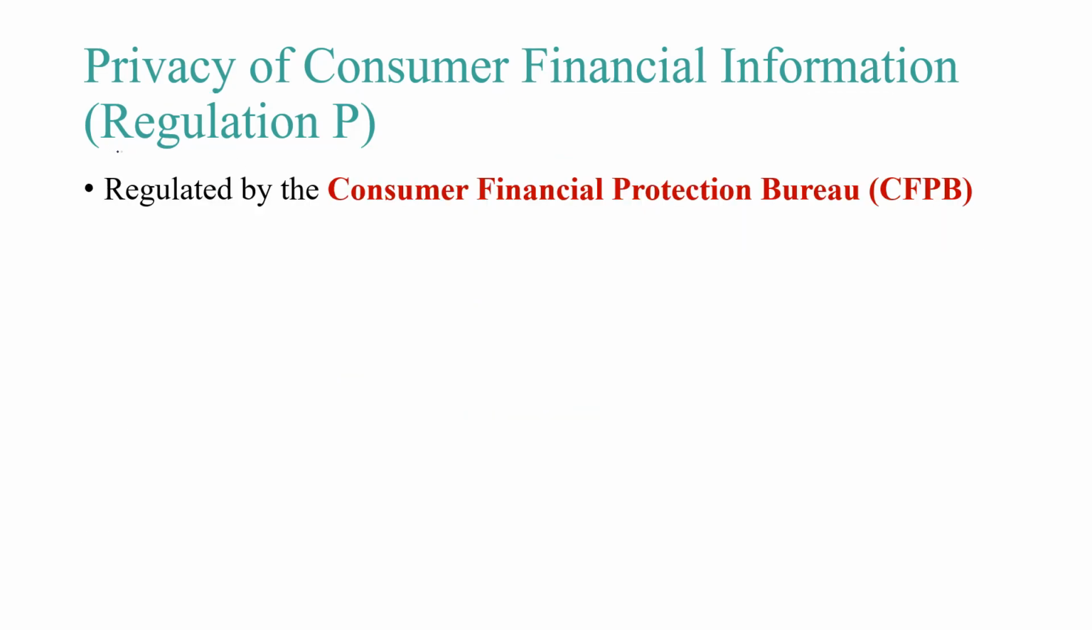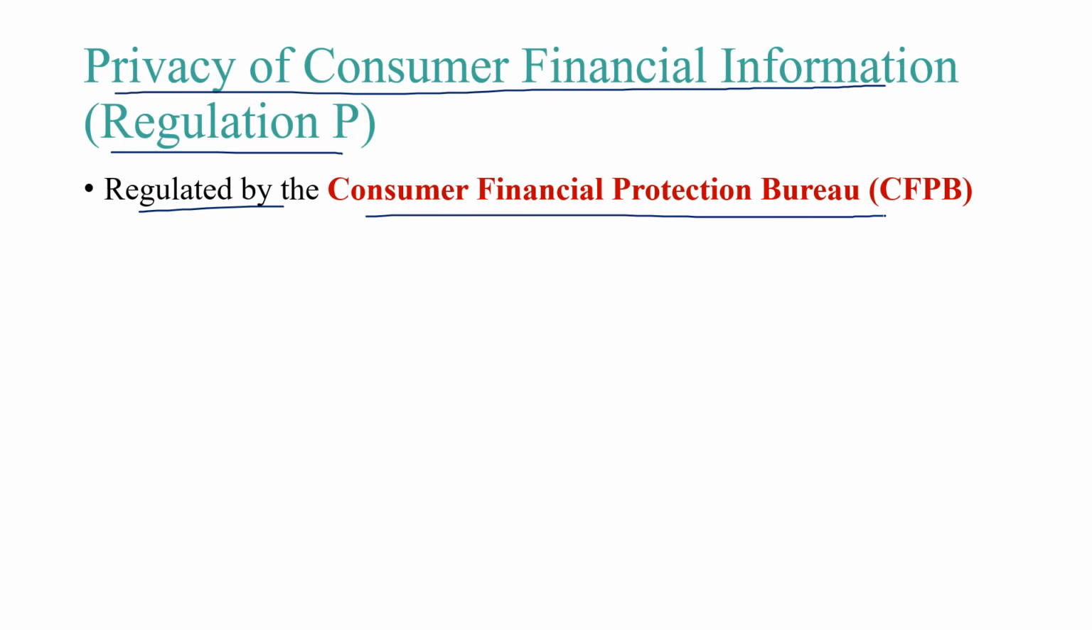Now, Regulation P, or the Privacy of Consumer Financial Information, is regulated by the Consumer Financial Protection Bureau, or the CFPB. And you want to remember that because the FTC Safeguards Rule is regulated by the FTC, whereas Regulation P is regulated by the Consumer Financial Protection Bureau. And one way to keep this straight is to remember that any regulation with a letter is regulated by the Consumer Financial Protection Bureau, or the CFPB.